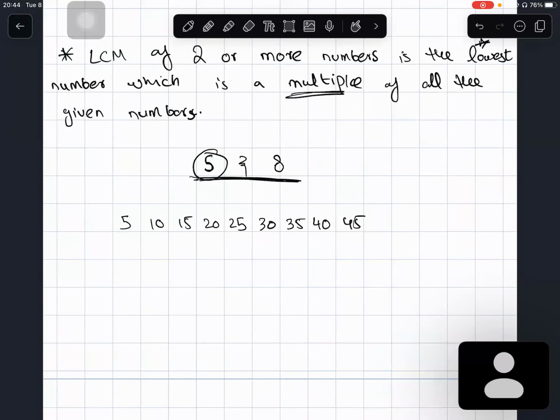And how about 8? Can you give me a few multiples of 8 as well? 8. Yep. 16. Yes.